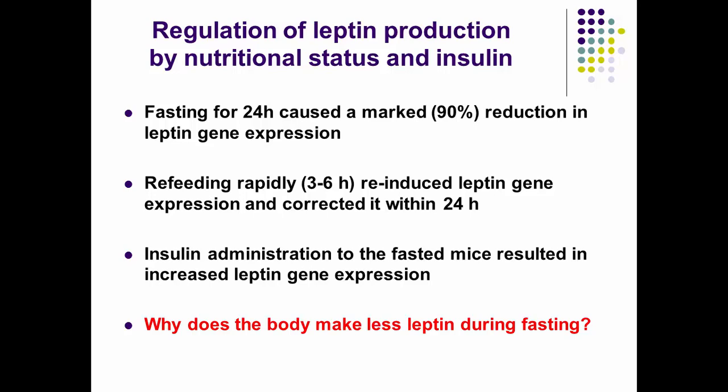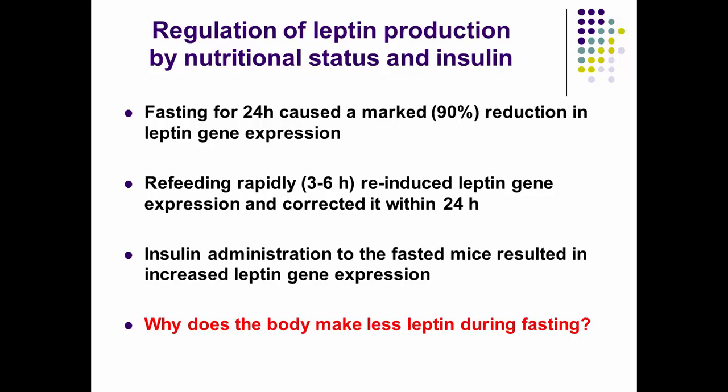So in terms of regulation, fasting for 24 hours can cause a decrease in leptin. It means that during fasting, leptin production is reduced, which makes sense, right? In the fasting condition, we don't want to burn fat, right? We want to save energy. So during fasting, leptin production is decreased.